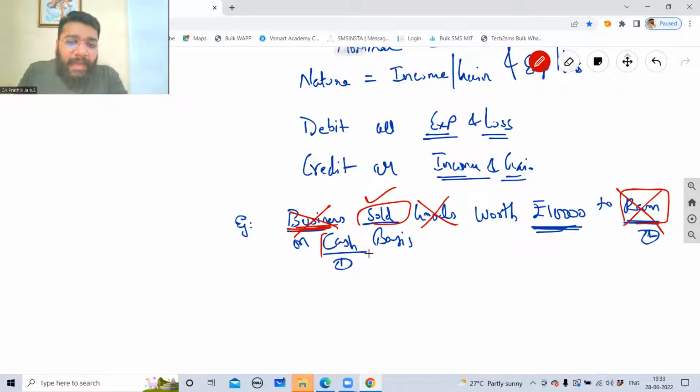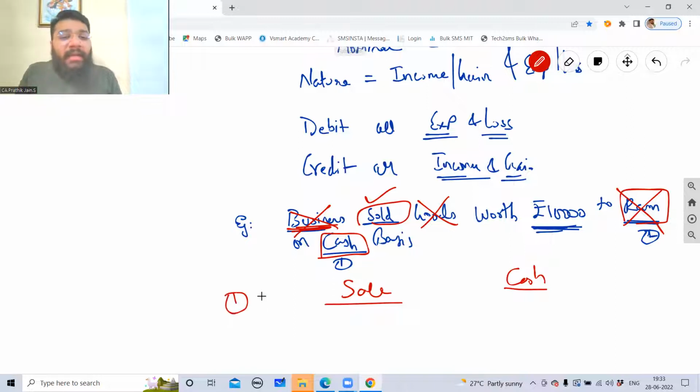Last but not the least, cash. Because if I keep on doing sales on a cash basis, my cash in hand will increase. So here the 2 accounts that are going to affect us are sale and cash. Sale and cash. Now guys, the first step is the identification of the 2 accounts. Any doubts here?